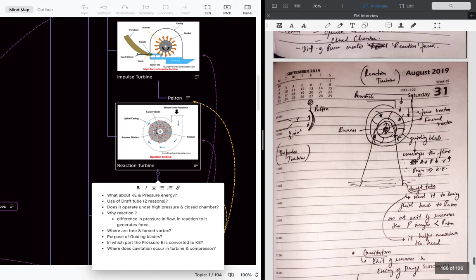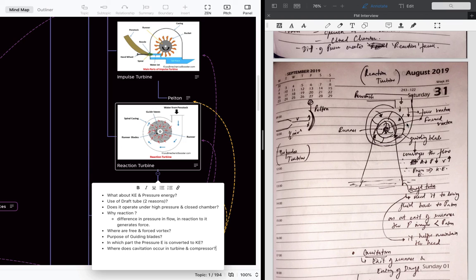So this is a rough picture of the reaction turbine. You can see a separate impulse turbine here. So the kinetic energy is what creates the momentum, and that momentum in return develops the impulse. That's what moves the Pelton turbine.